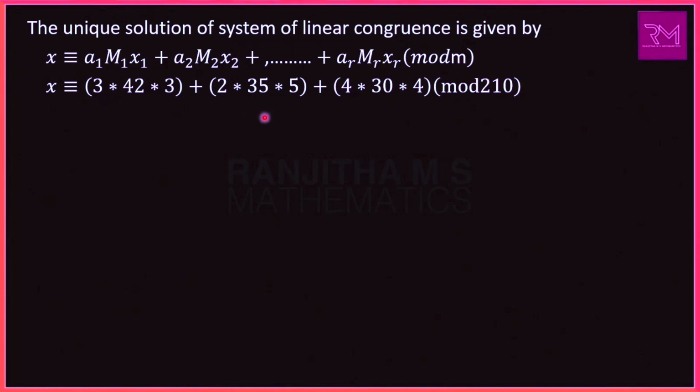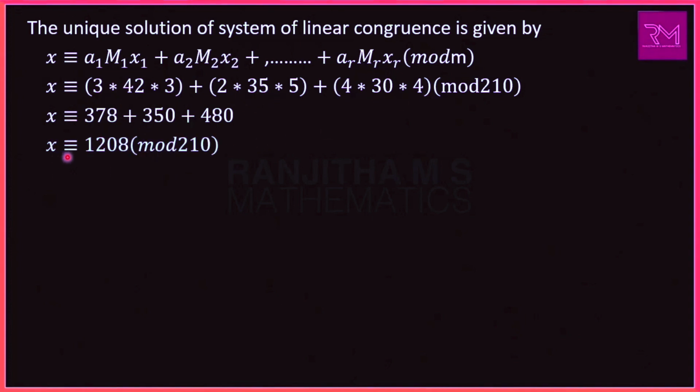After simplifying these values, x is congruent to 378 plus 350 plus 480 under mod 210. Finally, if we add these three values, we get x congruent to 1208 mod 210.